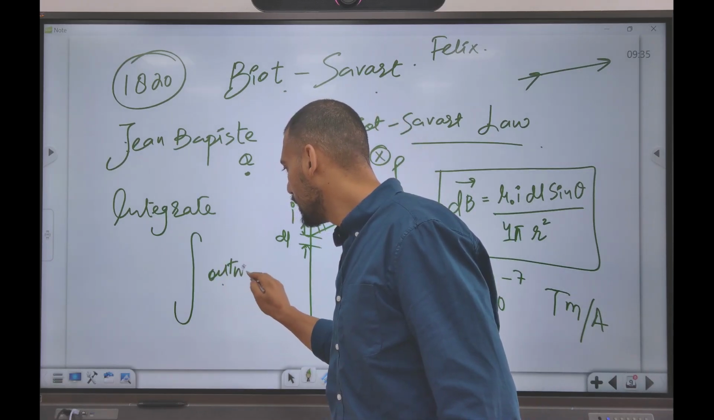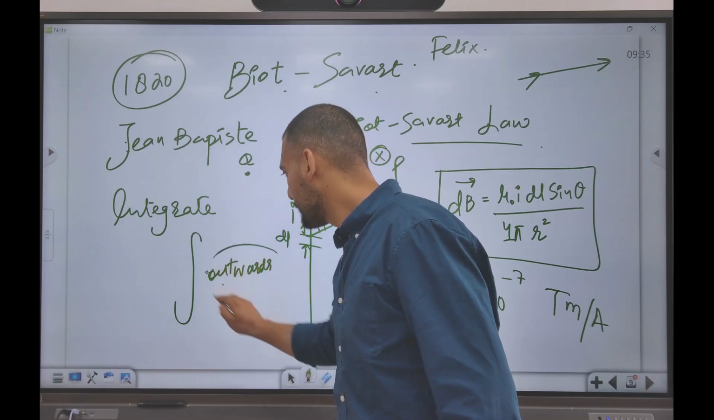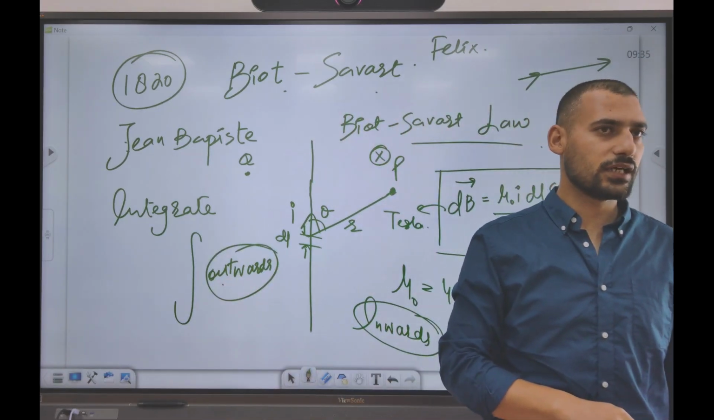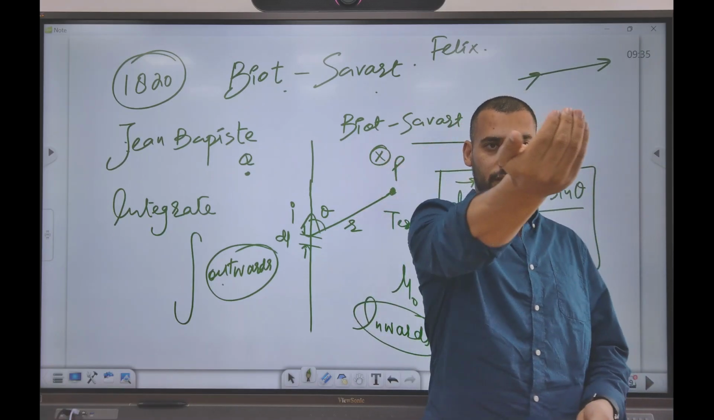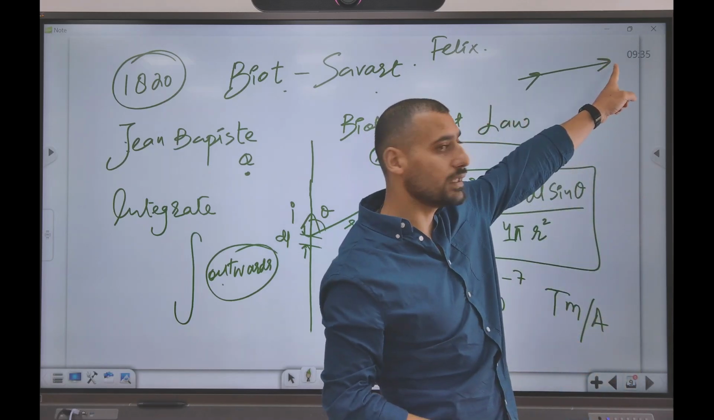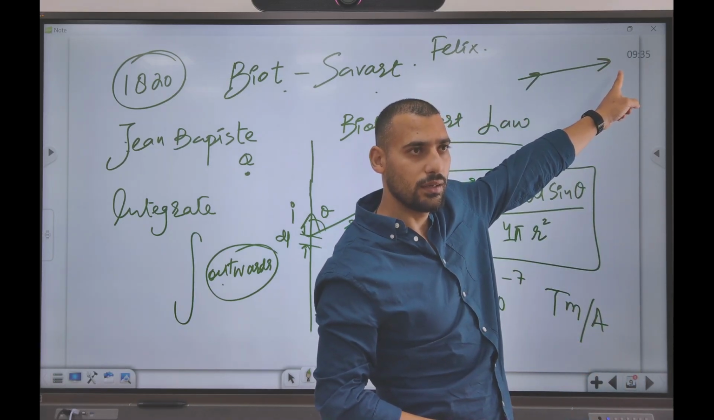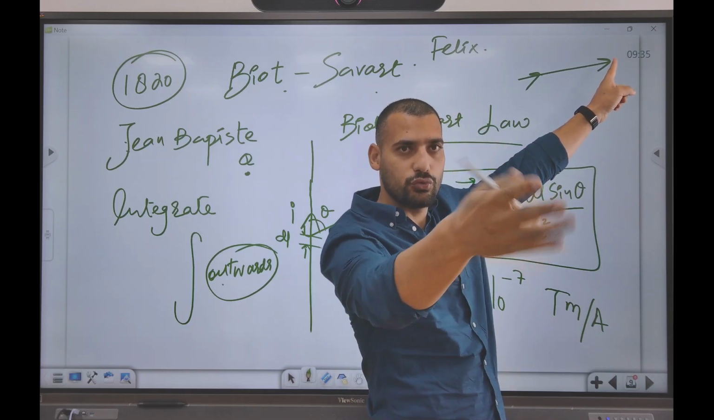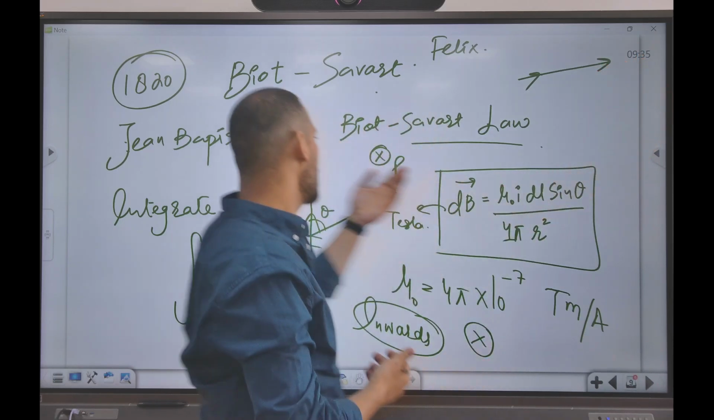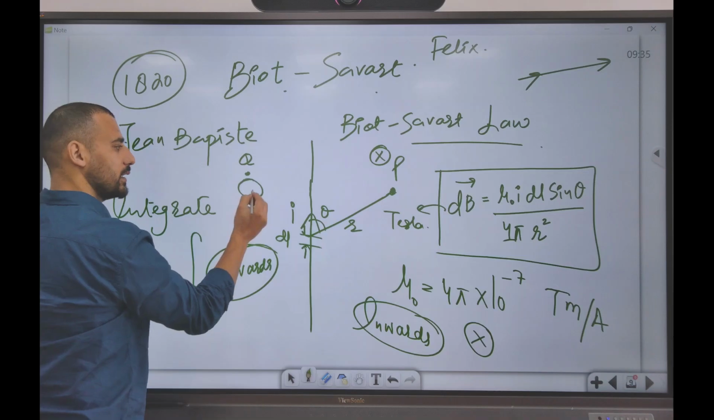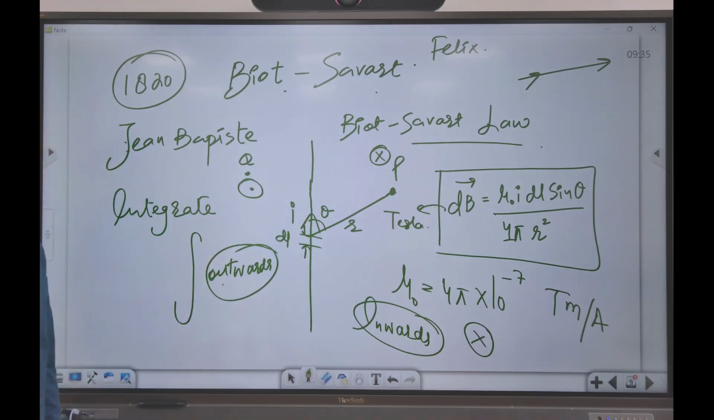outwards. Is that fine? Outwards means when your arrow is coming towards you. So what will you see? You will see a dot, right? When someone is shooting an arrow towards you, what will you see? Will you see the cross or the dot? You will see the dot, right? So you can represent this magnetic field in the form of dots. Is this clear?